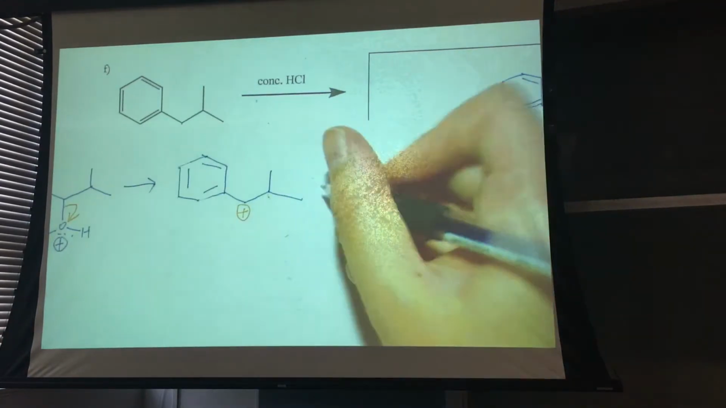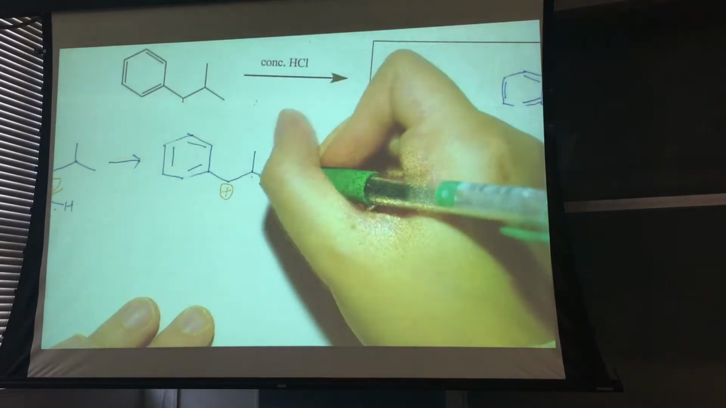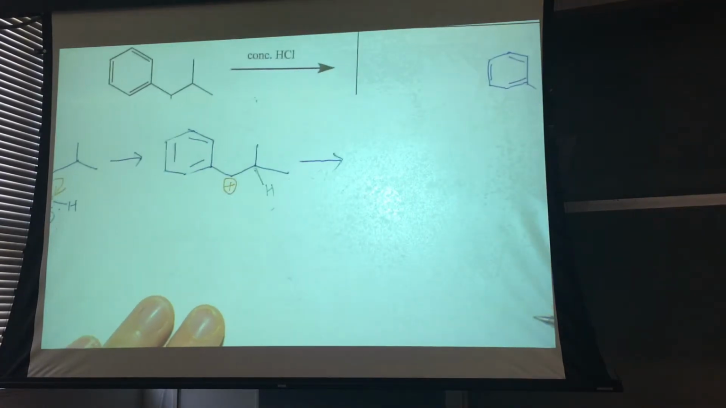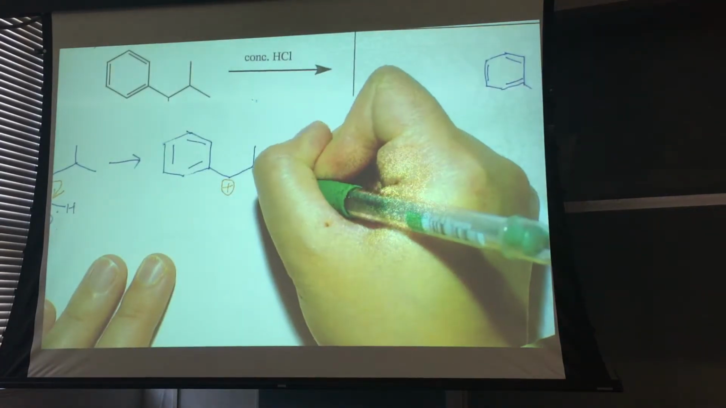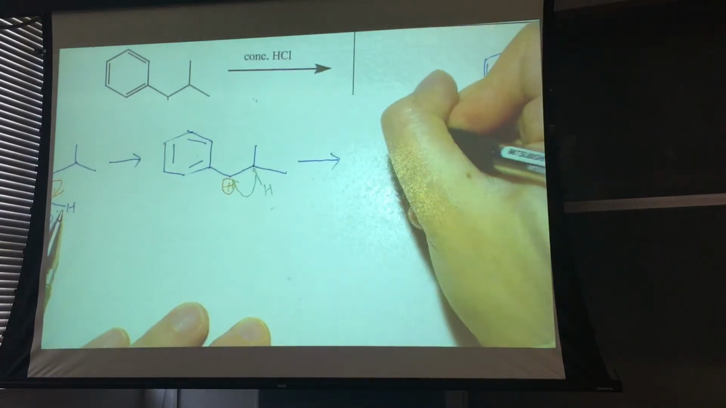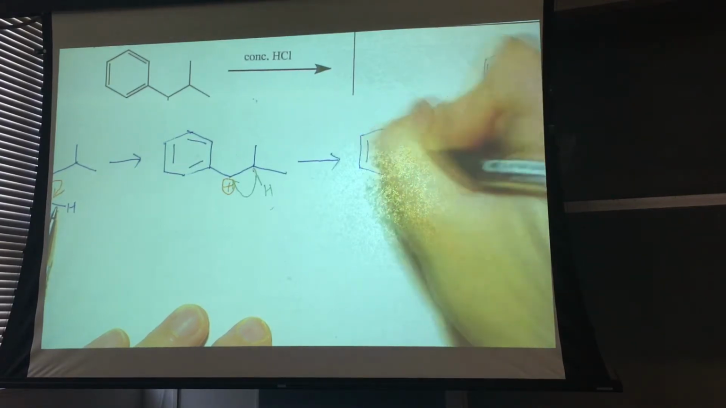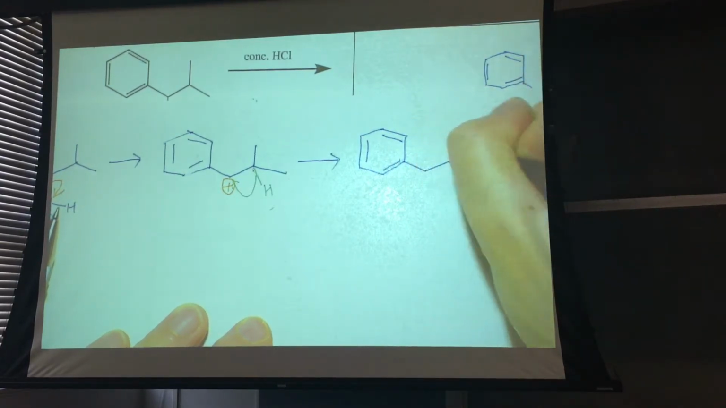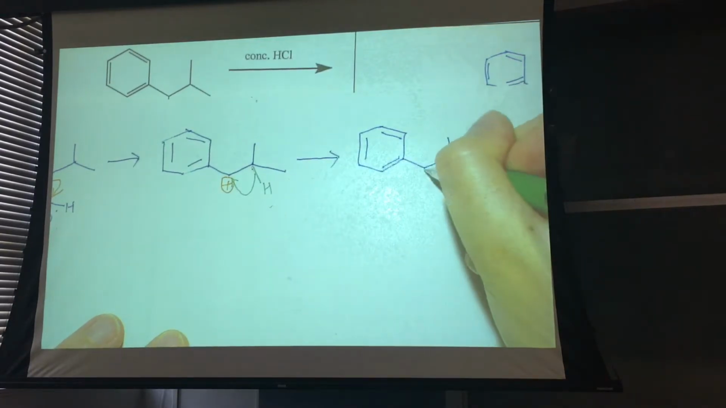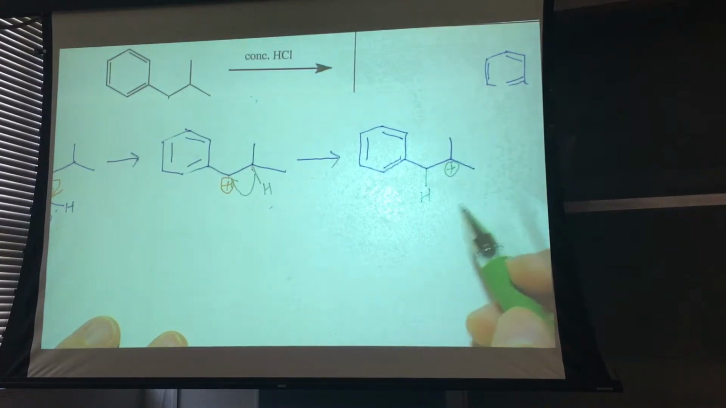Now what will happen is a hydrogen shift in this case, because on the tertiary carbon, the only thing left is a hydrogen. Now if you want to do a shift, it has to be a hydrogen shift, so it's going to be this one. Your hydrogen is jumping to here, and you form a tertiary carbocation.